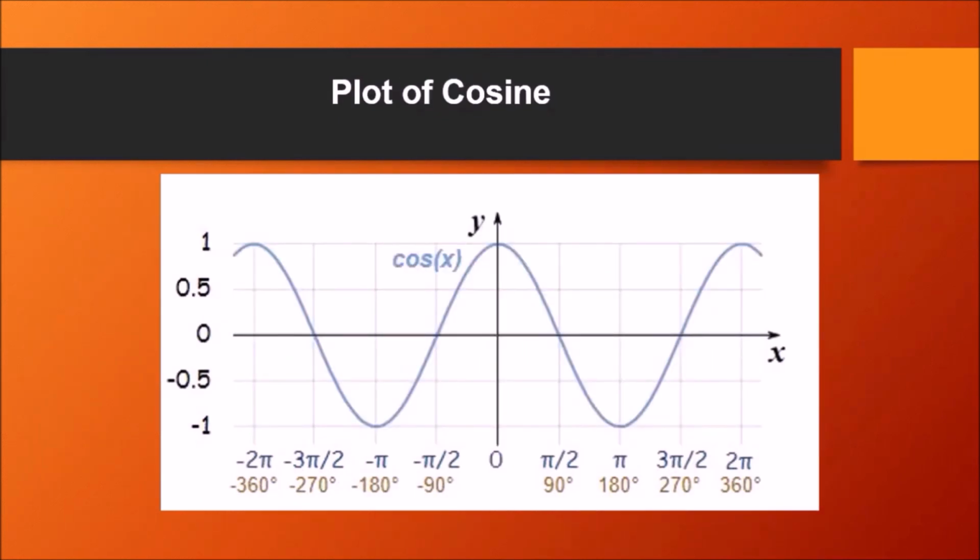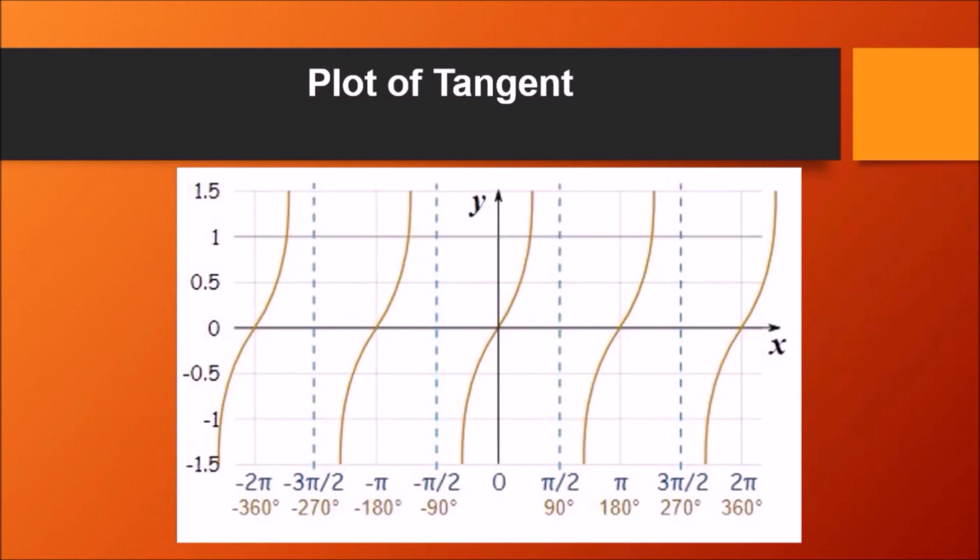Next is the cosine function. Cosine is just like sine, but it starts at 1 and heads down. Thirdly, we have the tangent. The tangent function has a completely different shape. It goes between negative and positive infinity, crossing through 0 at every pi radians.